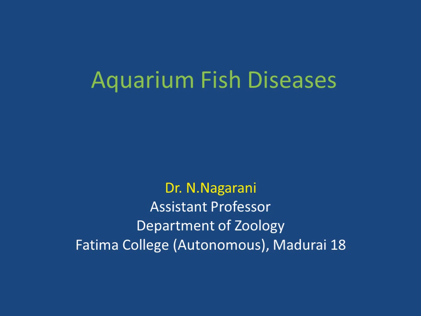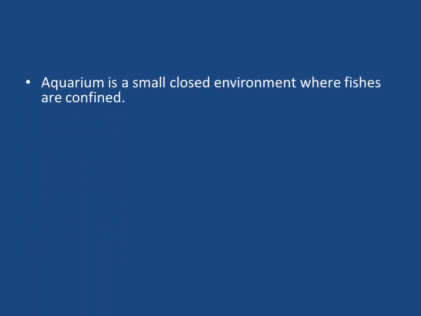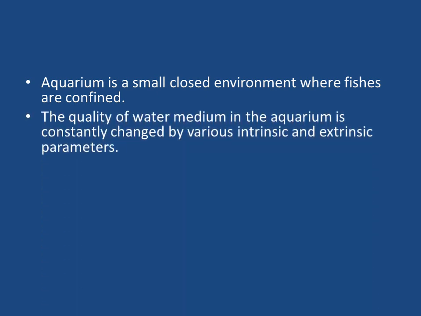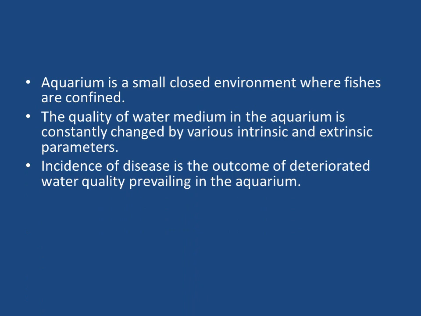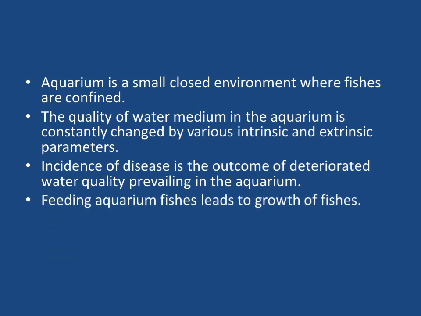So today we are just going to see aquarium fish disease. Usually an aquarium is a small closed environment where fishes are confined. The quality of the water medium in the aquarium is constantly changed by various intrinsic and extrinsic matters. Incidence of disease is an outcome of deteriorated water quality prevailing in the aquarium.